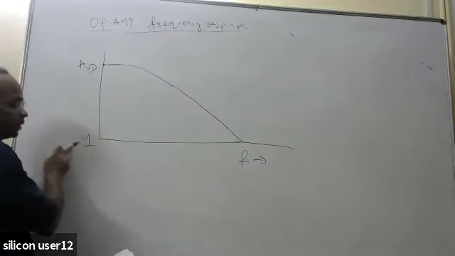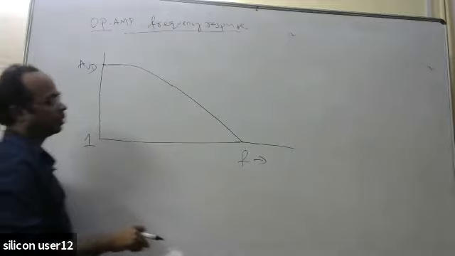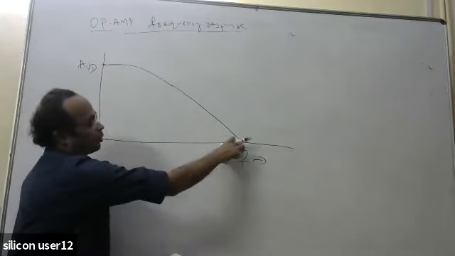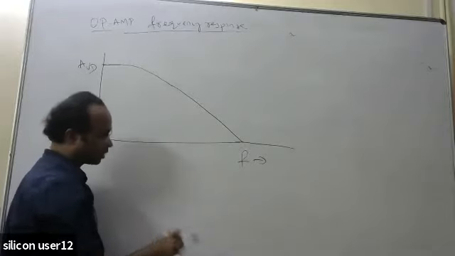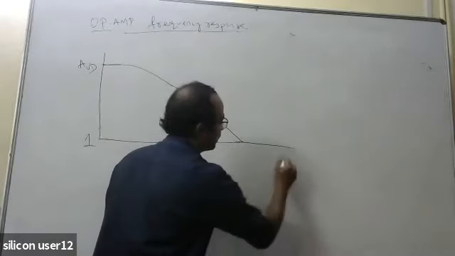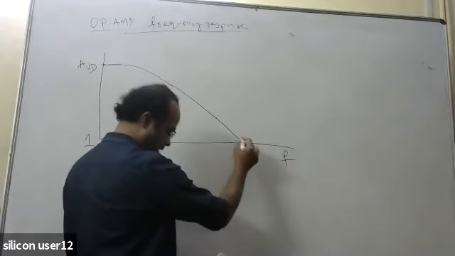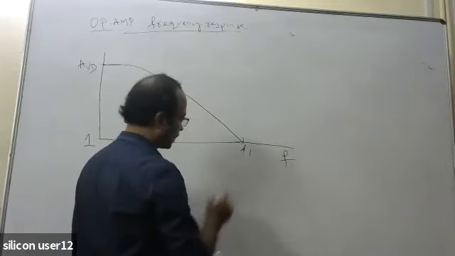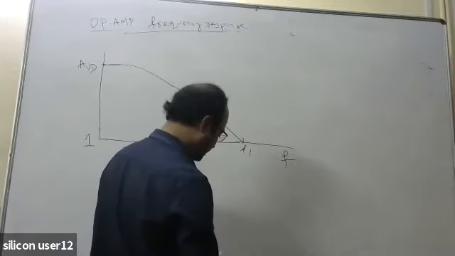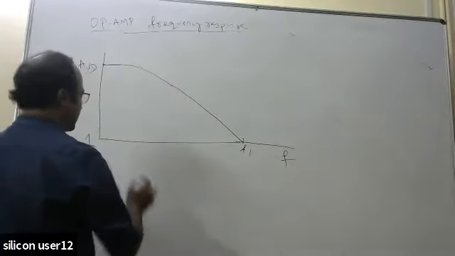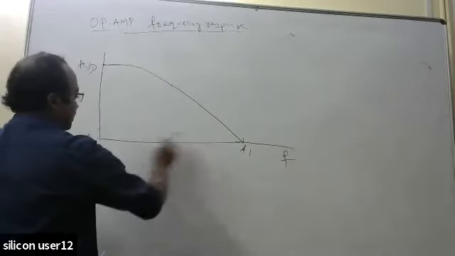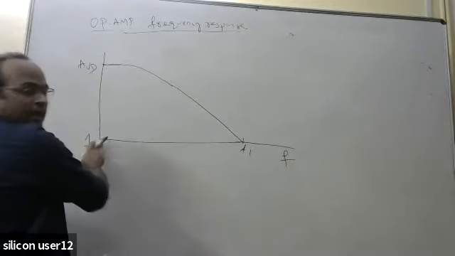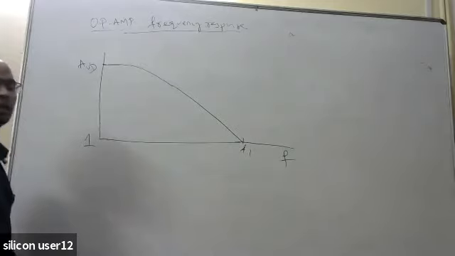So this value is 1. So at a very high frequency, the gain will come down to 1. When it comes down to 1, let us say this point is given by f1. This is called the unity gain bandwidth. That means the frequency where the gain of the op-amp comes down to 1 is called the unity gain frequency.